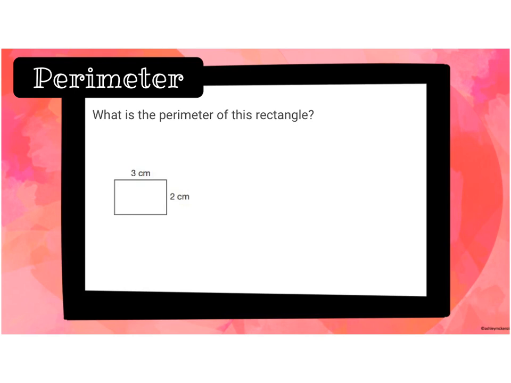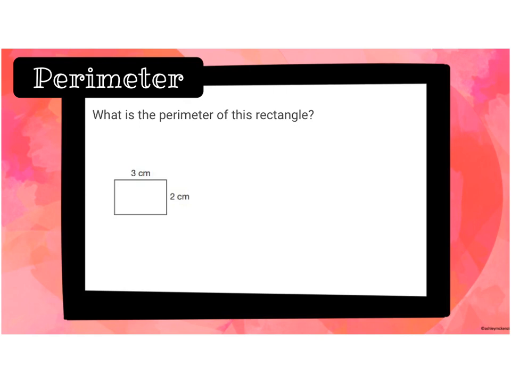Just looking at this picture, what would be the perimeter of this rectangle? And you guys can use your whiteboards and your dry erase markers to solve this. You can do it in your head if you feel confident doing it in your head. But I want you to show me your answer on your whiteboard. So I want you to solve for the perimeter. However you solve it is fine. But show me your answer and make sure you label it.